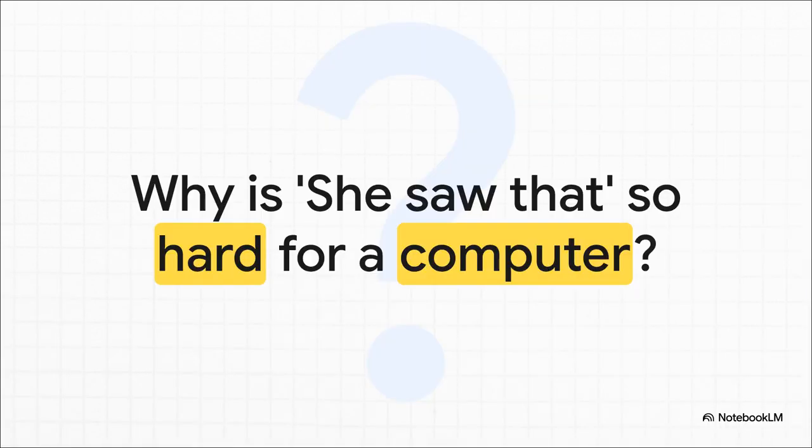Okay, let's take a super simple sentence. "She saw that." For you and me, that's a piece of cake, right? But for a machine, it's a total logical nightmare. I mean, who is she? And what exactly is that? Is it an object? Is it a whole event that just happened? Without more information, that sentence is basically a black hole of meaning for a computer.